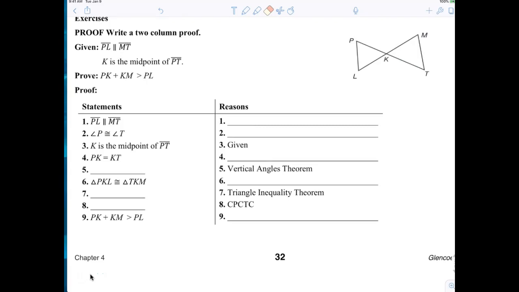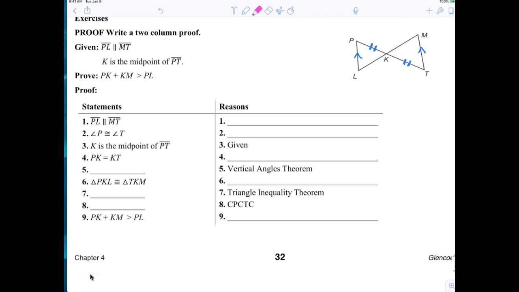Number 1. All right, let's read it real carefully. It says PL is parallel to MT. PL is parallel to MT. Now again, I want to go ahead and mark that on your figure. PL is parallel to MT, and K is the midpoint. So if K is the midpoint of PT, then I'm going to go ahead and mark that.